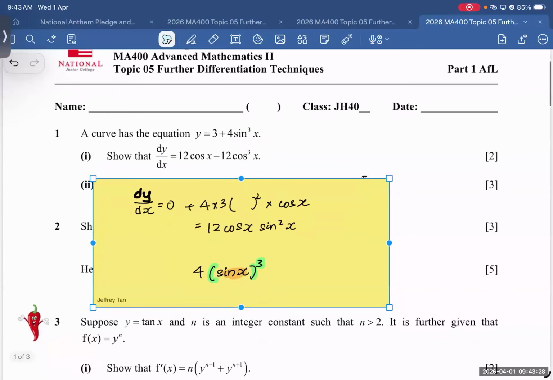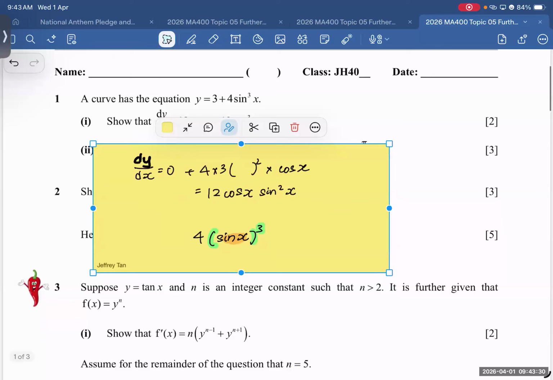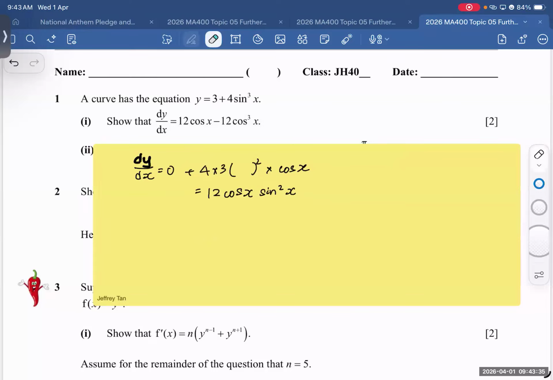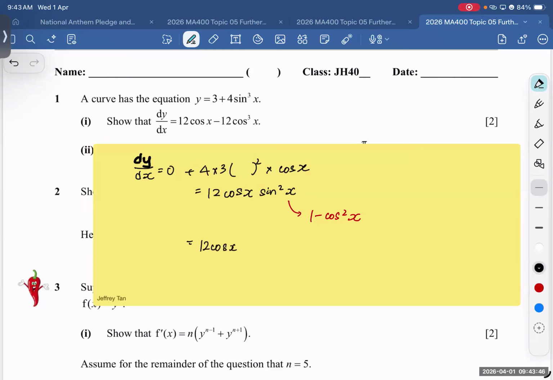One part, part two. Give me a second, I get to that very soon, okay? Then after that, what do I do? So you change sine square as 1 minus cosine square. Then after that, you have everything in terms of cosine. This is 12 cos x, 1 minus cosine square x. That gives you 12 cos x minus 12 cosine cube x, which is your part 1. Okay?